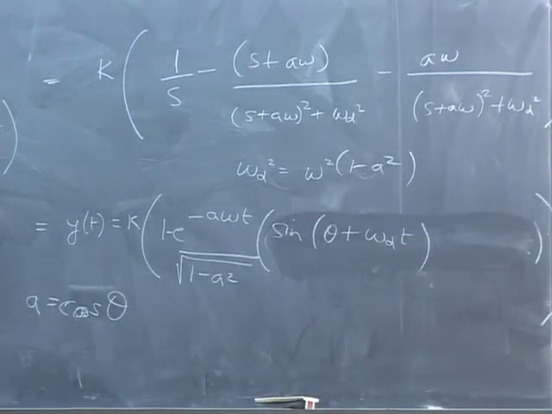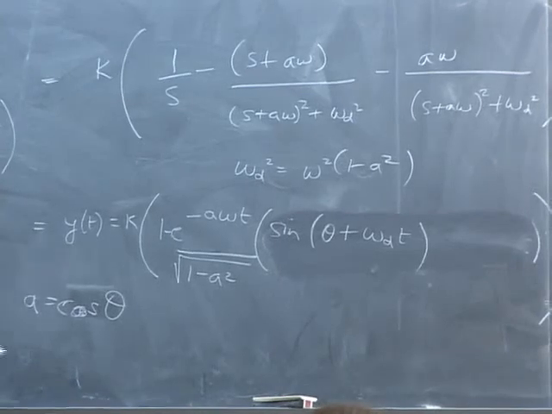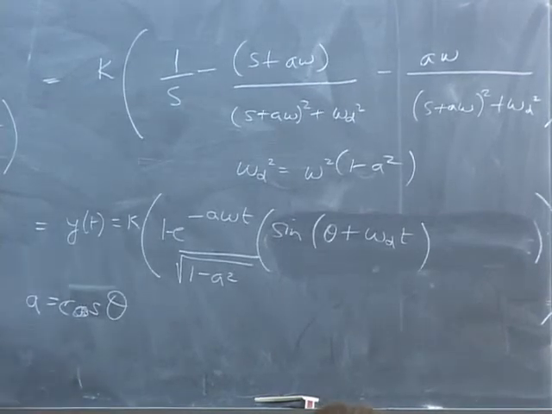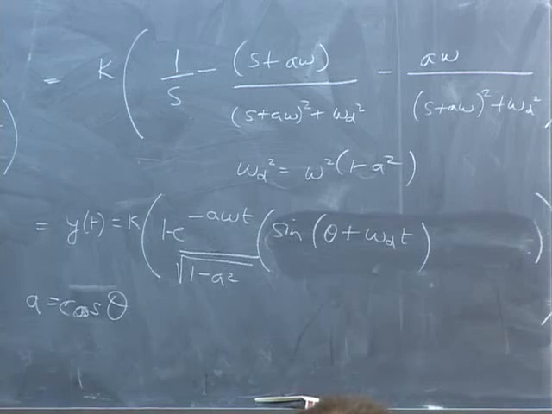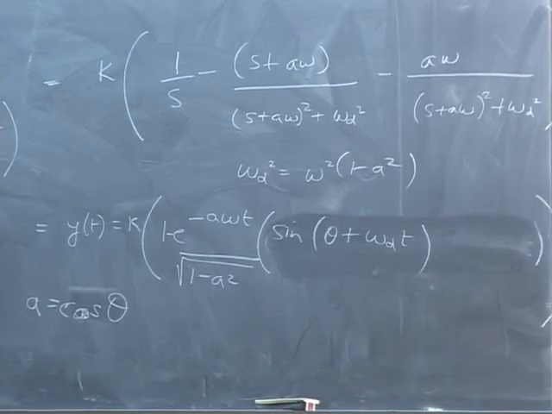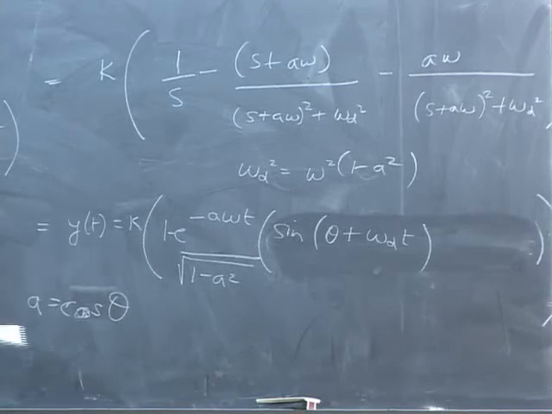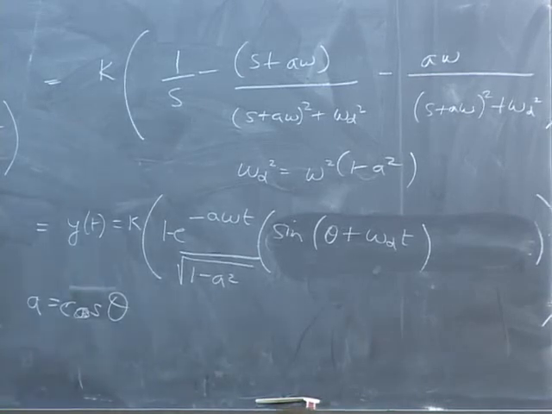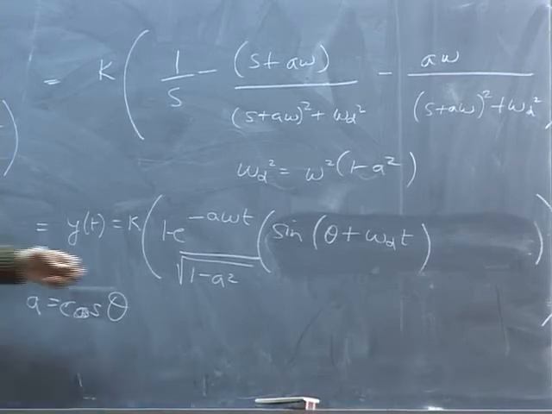Okay? And theta is given by basically cos inverse of a. Or it turns out to be the same as tan inverse of the square root of 1 minus a squared, over a, but this actually is a better form, so I'm going to fix this in the text to write cos inverse, because that's easier to understand. But this is what you get, right?